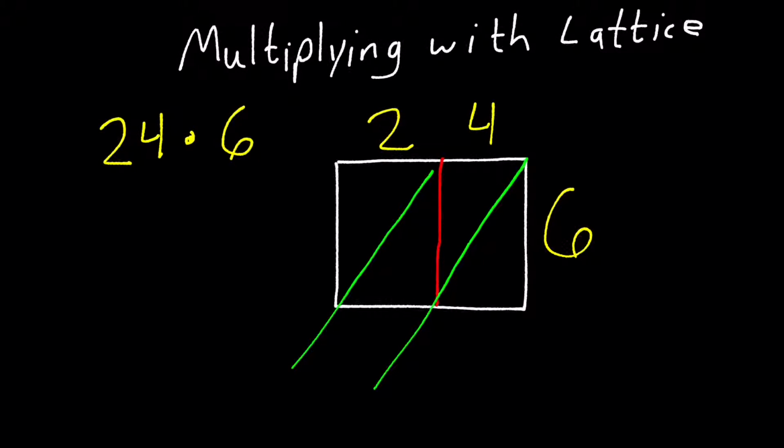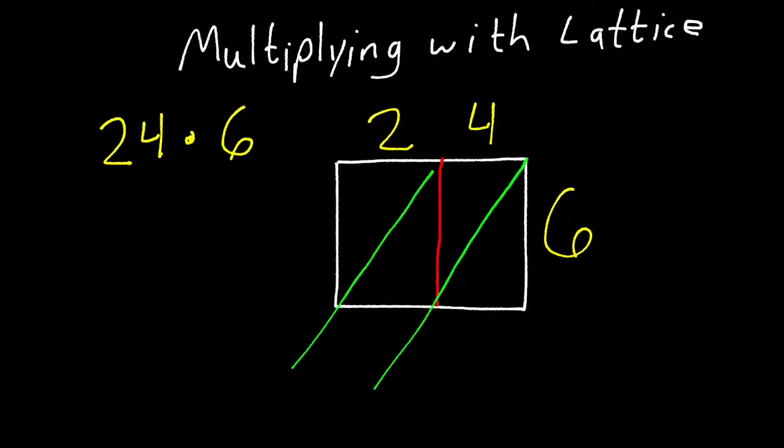Now you'll notice, by drawing those diagonals, I've created triangles inside of our box. It's very important to understand how these triangles work. This triangle, the bottom triangle, is where you place your ones place value. This triangle, the top triangle, is where your tens value goes. Now you might be asking yourself, where do we get these ones? Where do we get these tens? And this is where we start multiplying.